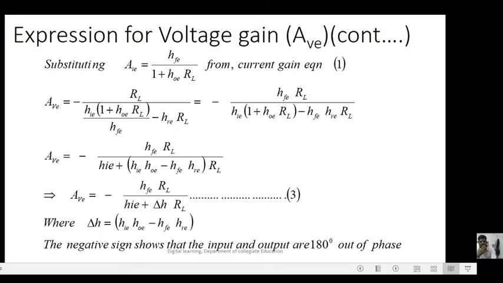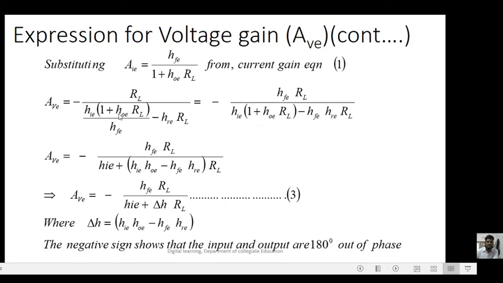Substituting AIE is equal to HFE divided by 1 plus HOE RL from the current gain equation 1, AVE is equal to minus RL divided by HIE into 1 plus HOE RL divided by HFE minus HRE into RL, that is equal to minus HFE RL divided by HIE into 1 plus HOE RL minus HFE HRE into RL.